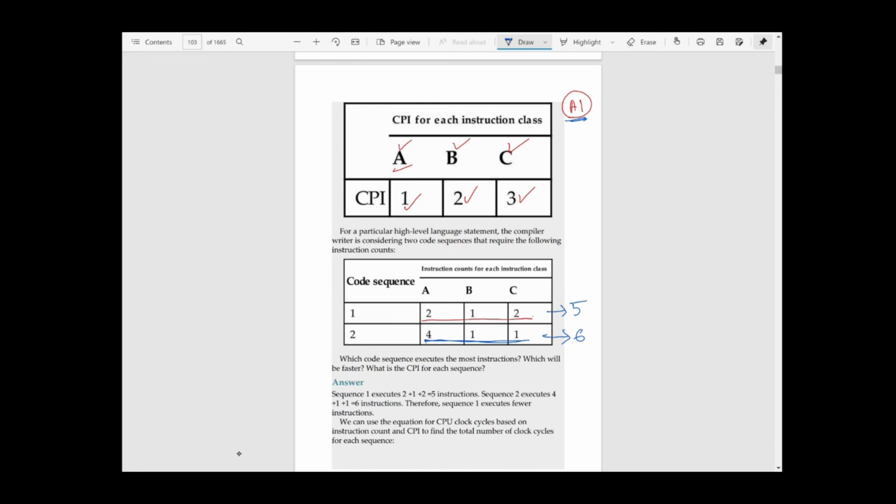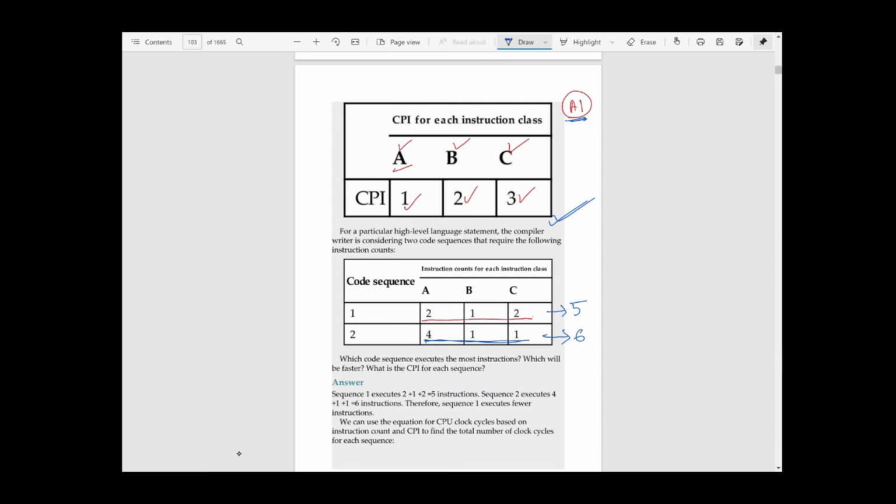means cycles per instruction. Which instruction takes how many cycles when executed on this particular computer. And this CPI chart is given here. In this CPI chart, it is given that class A instructions take 1 cycle, class B instructions take 2 cycles, and class C instructions take 3 cycles.